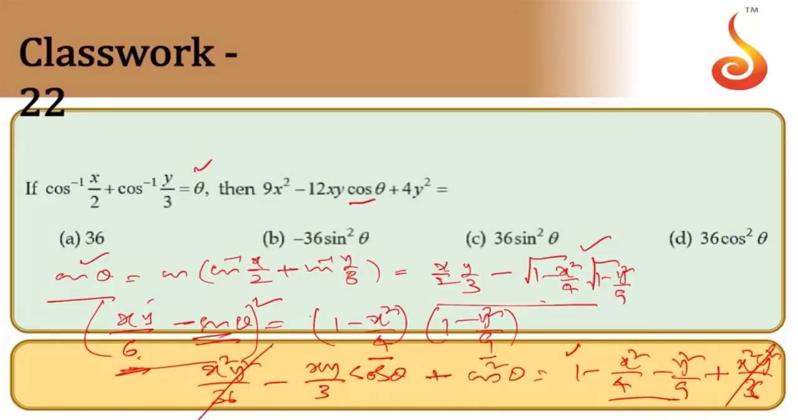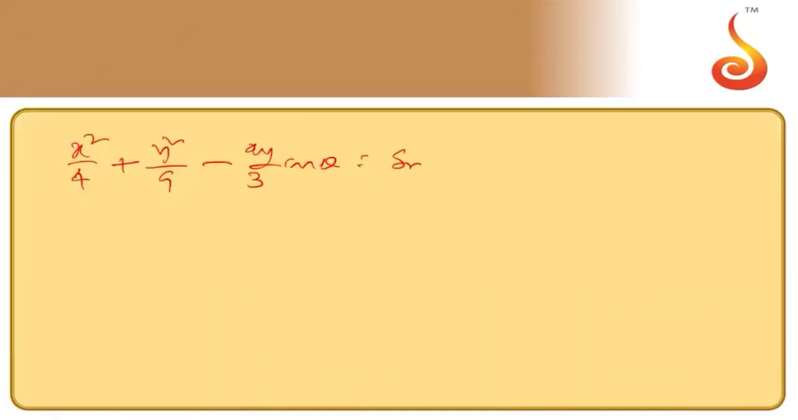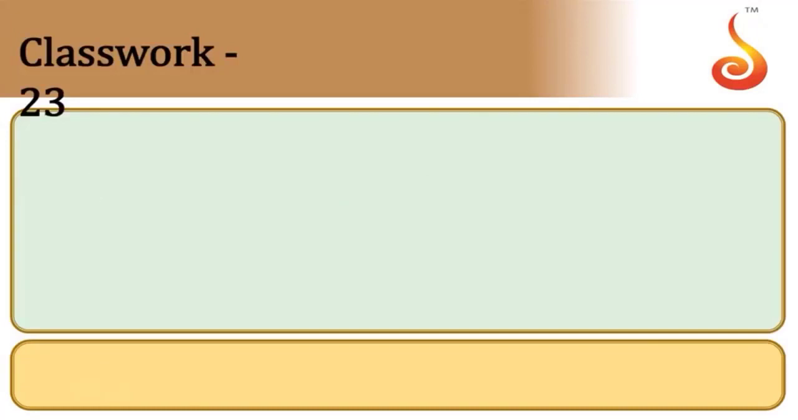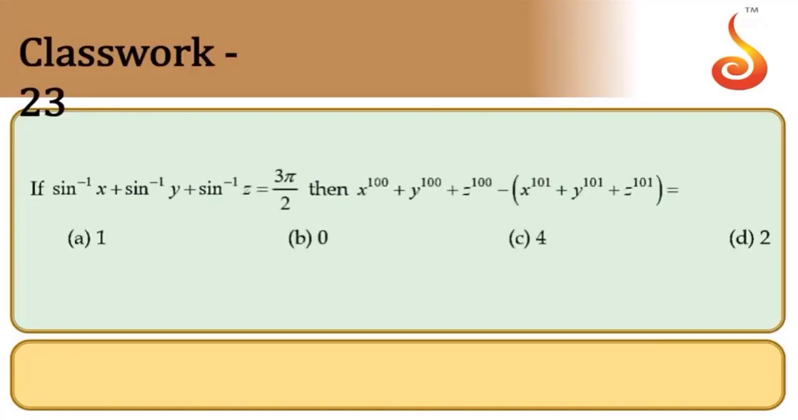xy by 3 cos theta is equal to 1 minus cos square theta. So 1 minus cos square theta is nothing but sin square theta. And when you take the LCM, 4 into 9, 36 will come. So we'll be getting the answer is equal to 36 sin square theta.